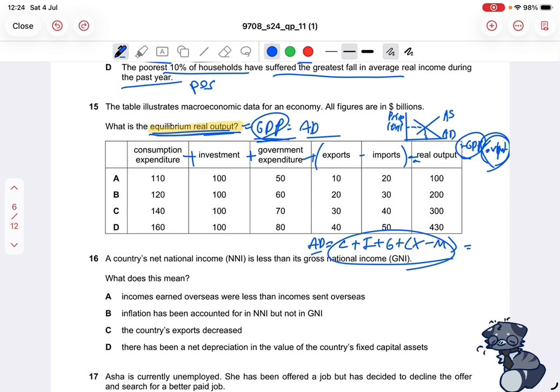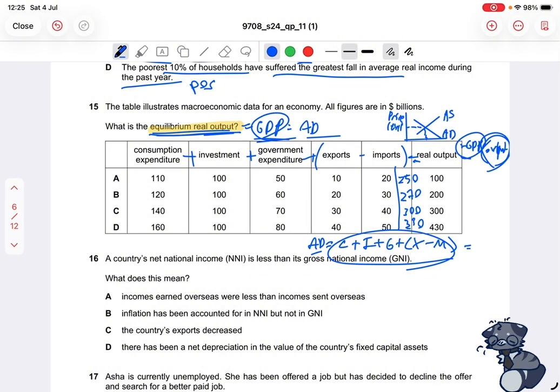So the way we would calculate it is 110 plus 100 plus 50 plus 10 minus 20. So the sum of this is equal to 250. Now let's check option B, which is 120 plus 100 plus 60 plus 20 minus 30, which is 270. Option C is 140 plus 100 plus 70 plus 30 minus 40, which is 300. And option D is 160 plus 100 plus 80 plus 40 minus 50. That is 330.